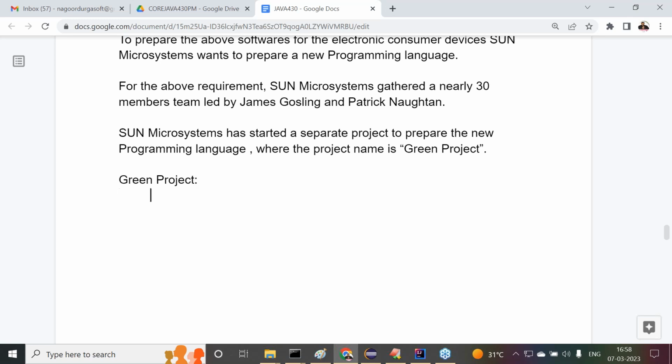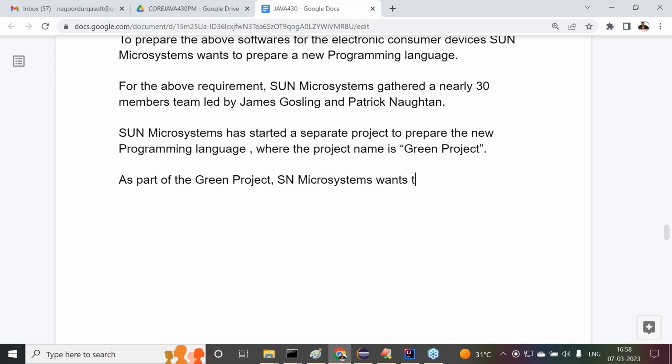First of all, they want to have some idea. They want to have some quality, some information on this new programming language. What they want to prepare in their new programming language, they need to have some clarity. Observe carefully what I'm telling here. As part of the green project, Sun Microsystems wants to prepare a new programming language.